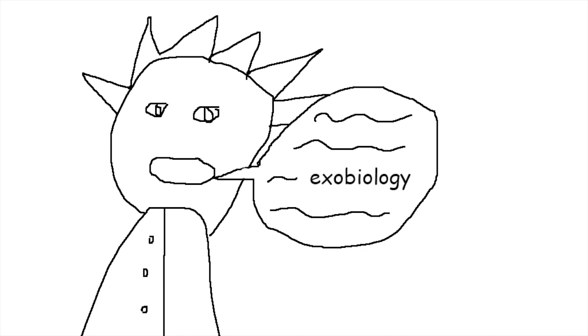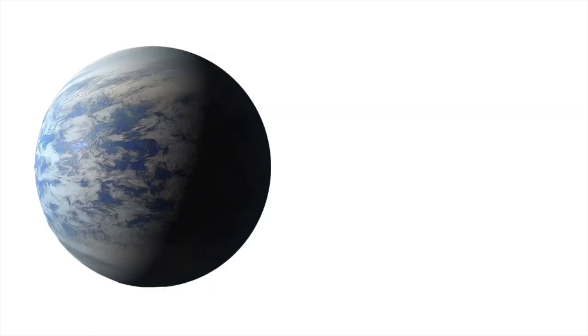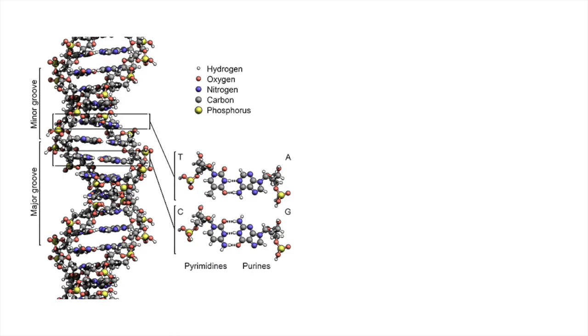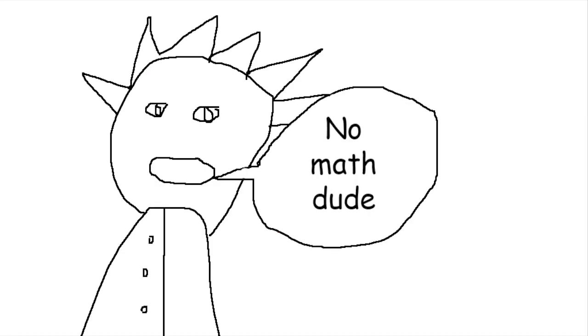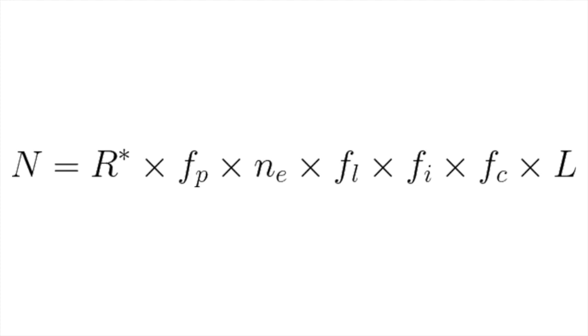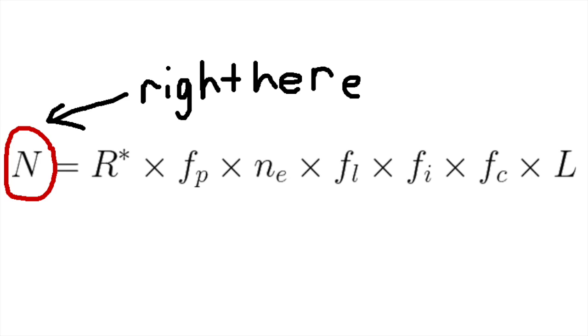Usually when scientists talk about exobiology, they discuss the types of planets on which life can arise, the types of biology that can arise, and so on. But rarely do they ever mathematically quantify anything of the sort. One of the few exceptions is the Drake equation, which tries to give a numerical answer to how many civilizations there are in the galaxy.